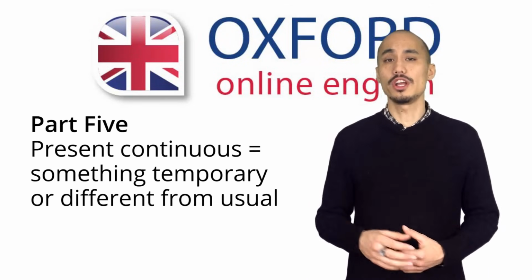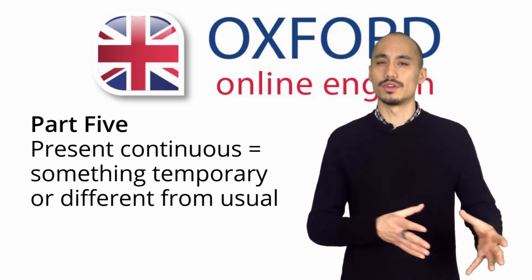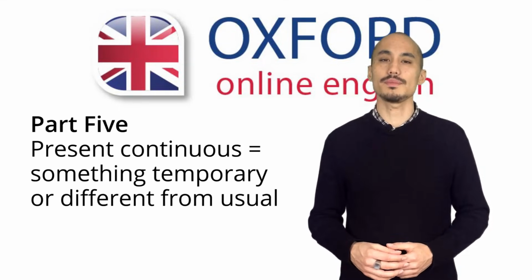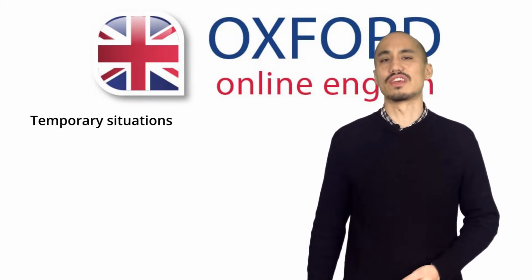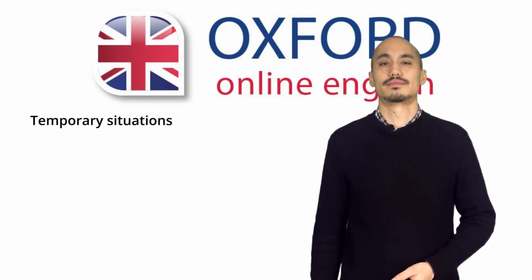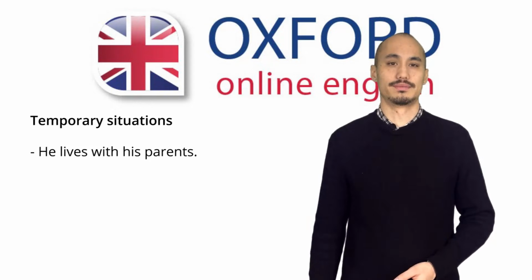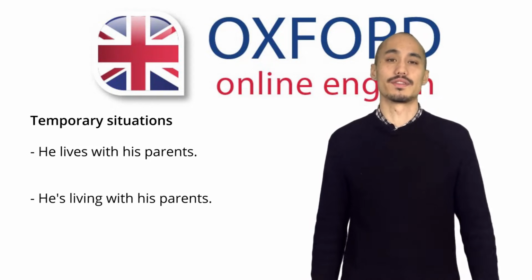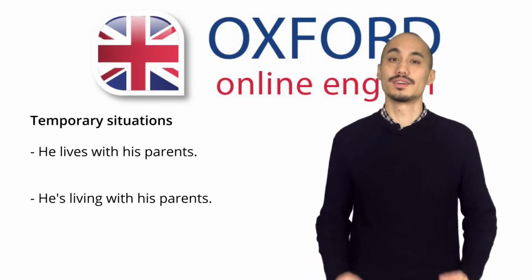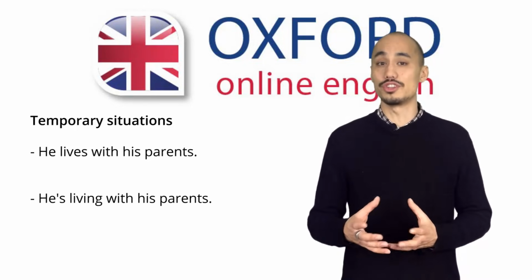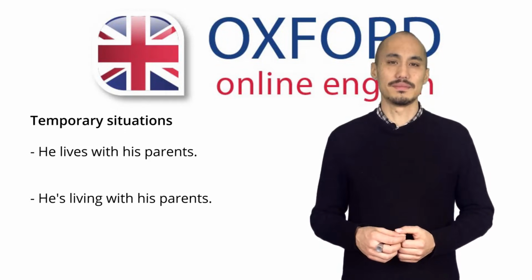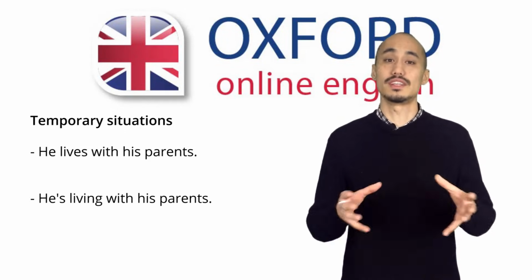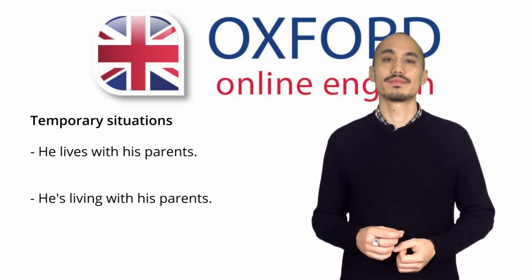Next, talking about something temporary or different from usual. So another use of the present continuous is to show that something is temporary. Look at these two sentences. He lives with his parents. He's living with his parents. What's the difference? Why would you use the present continuous here? In these sentences, the present continuous shows that the situation is temporary.